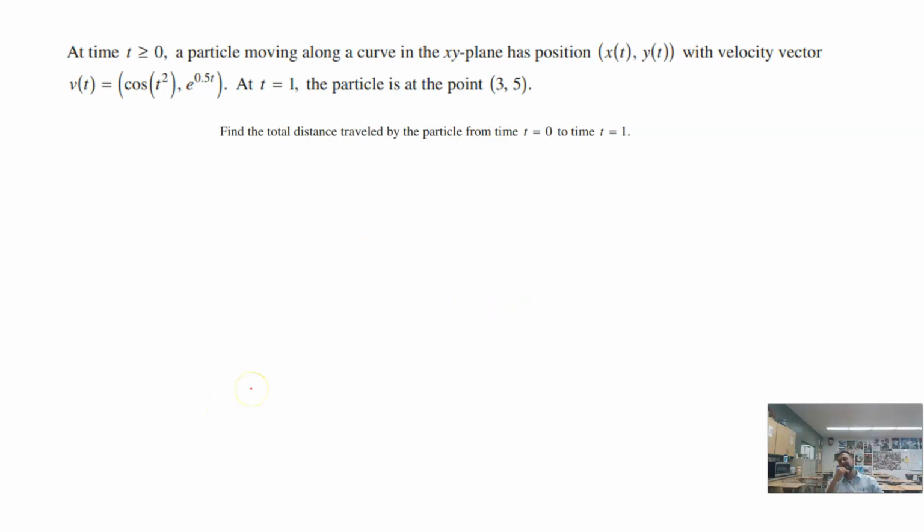Letter D wants to know the total distance traveled by the particle from time equals 0 to time equals 1. Well, total distance traveled, the formula there is the integral from a to b of the speed function that we just barely did. So I get the square root of cosine t squared plus e to the 0.5t squared. And we just put that into our calculator. And when we do that, we get 1.595, which is the correct answer for letter D.